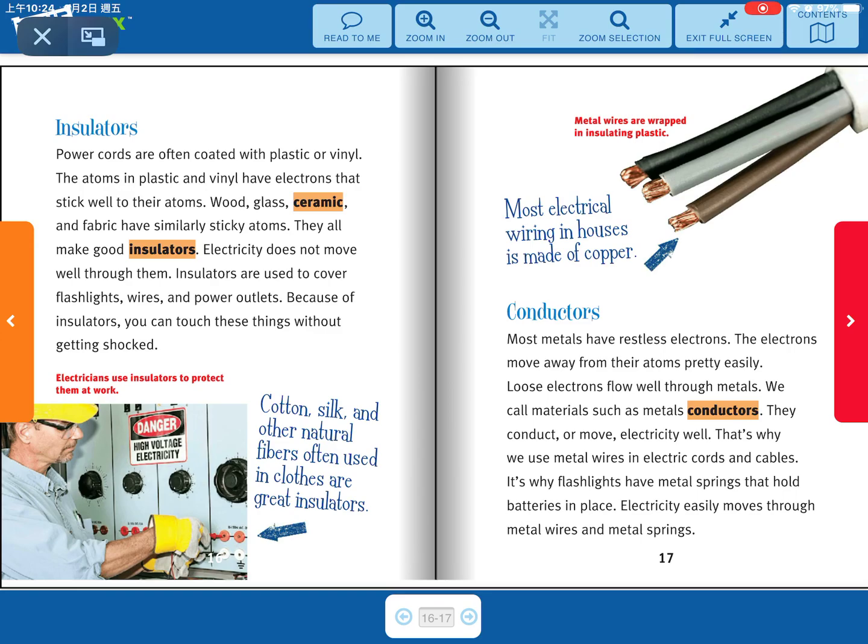That's why we use metal wires in electric cords and cables. It's why flashlights have metal springs that hold batteries in place. Electricity easily moves through metal wires and metal springs.